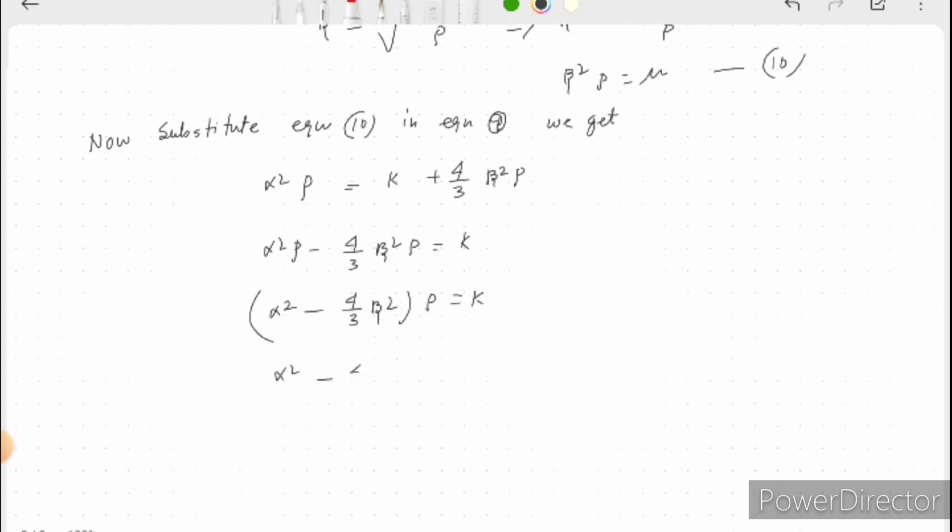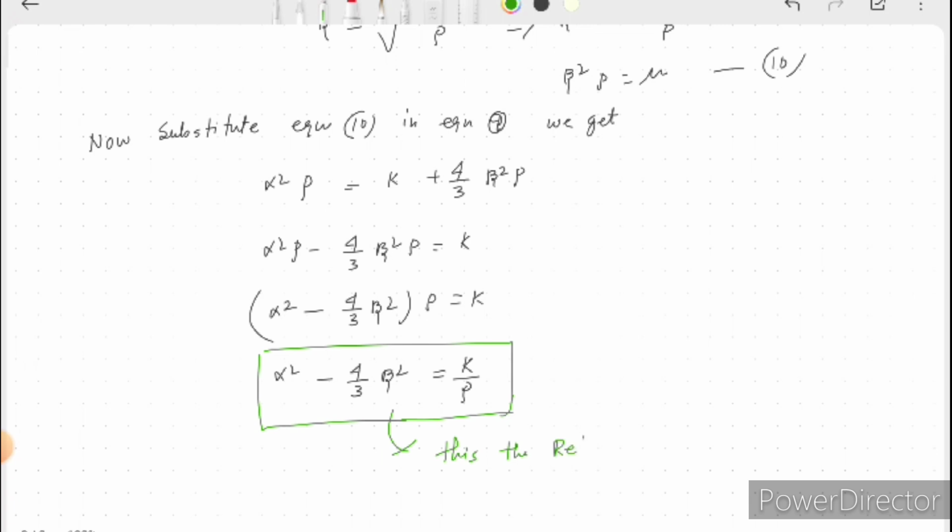That is, alpha square minus 4 by 3 beta square equals K by rho. So this is the actual relationship. K is the bulk modulus. This is the actual relationship between P wave velocity and S wave velocity.